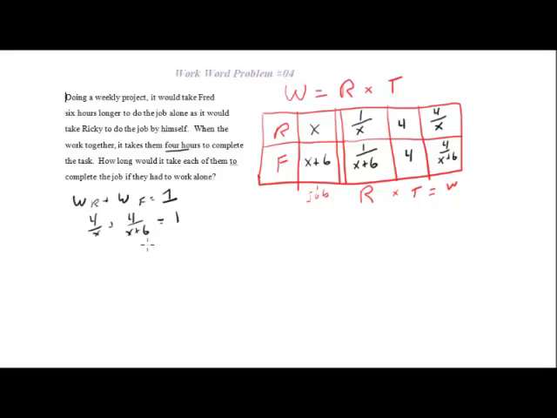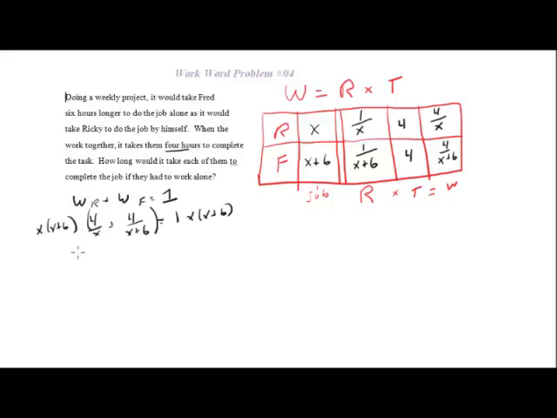Now to clear out the denominators, again, x and x plus 6 have no common factors, so I'm going to multiply by both of them as my least common multiple, excuse me, and multiply both sides by that to clear out the denominators.